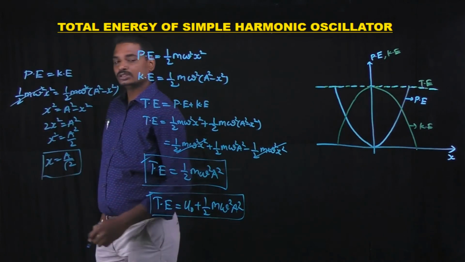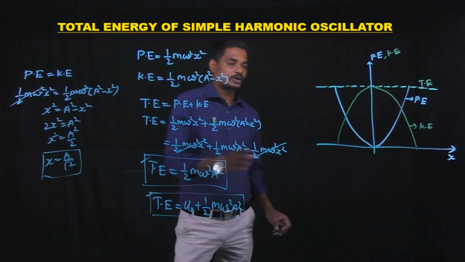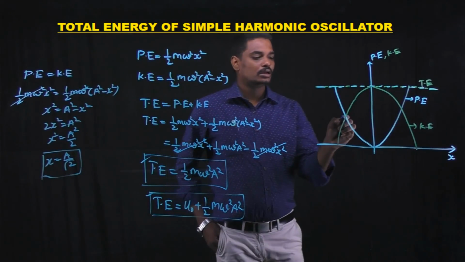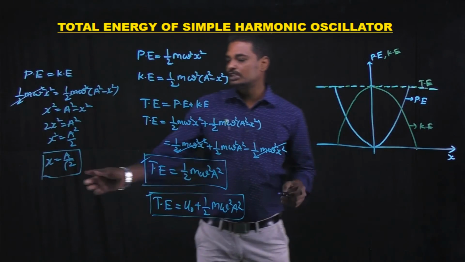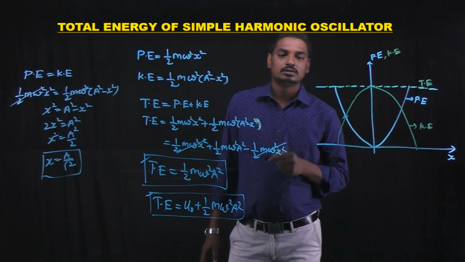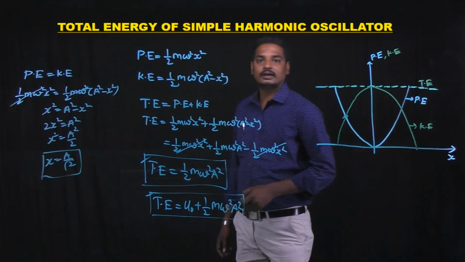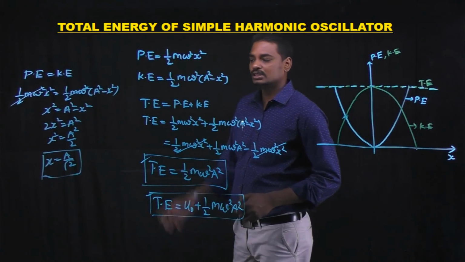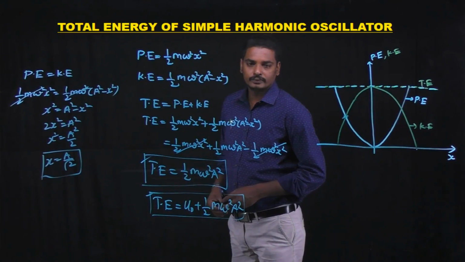So potential energy is equal to the kinetic energy at this point, at a displacement x is equal to a by root 2. So the value of displacement at which the potential energy is equal to kinetic energy is a by root 2. Okay.